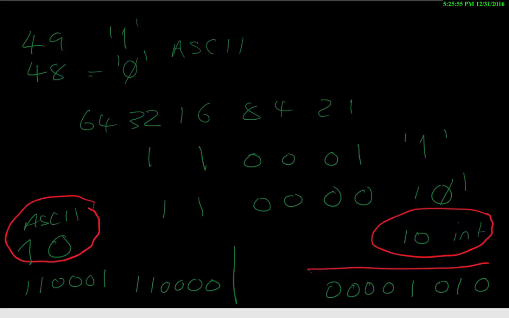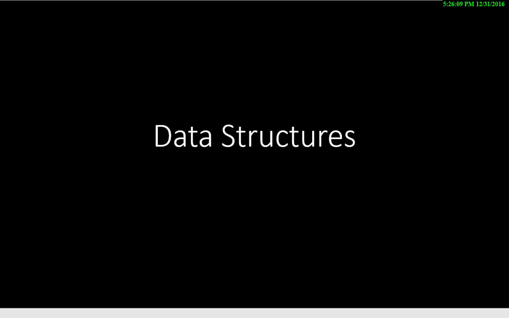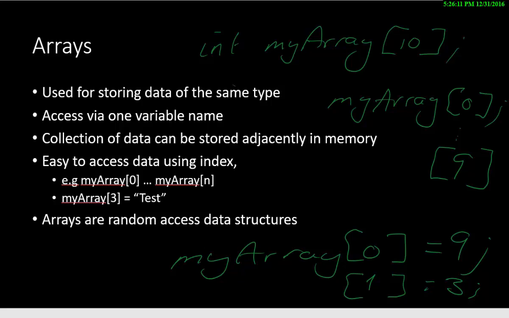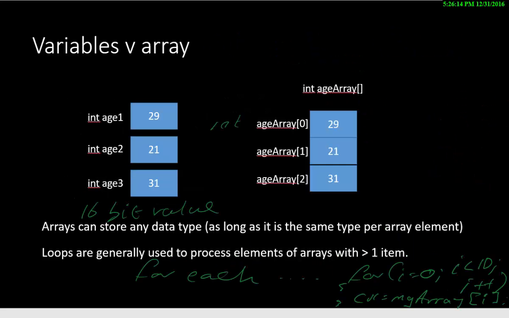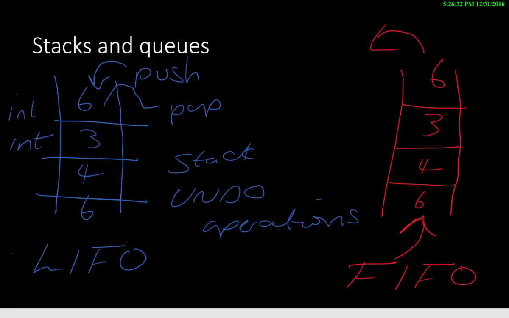So finally, a quick summary. Covered data and file structures as an overview. In terms of data structures, I've mentioned arrays. Just a quick go back over that. I've shown you that it's better to have an array than lots of individual separate variables, although space isn't a saving, it's easier to work with. I've shown you that it can be quicker to access data, but very difficult to add and remove data. I've shown you the difference between a stack and a queue, mentioned what some of these things are used for.